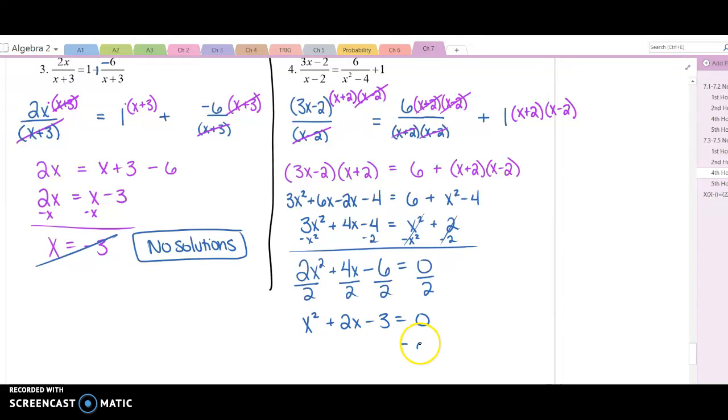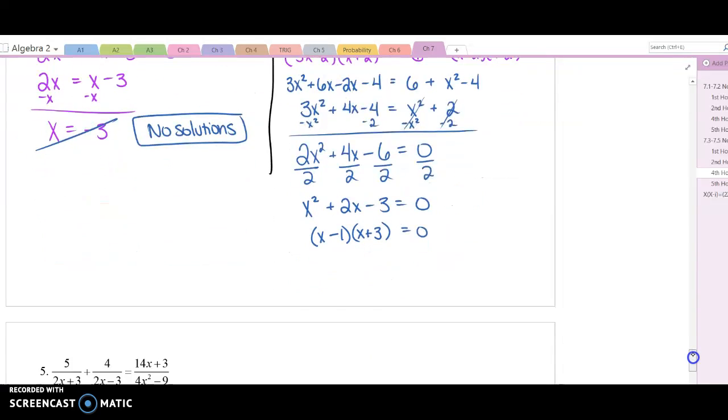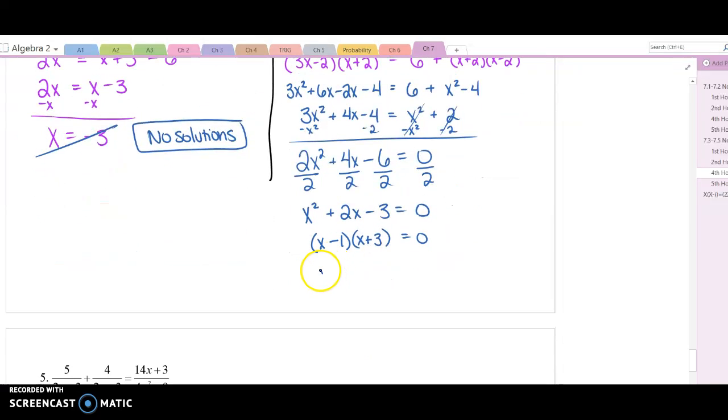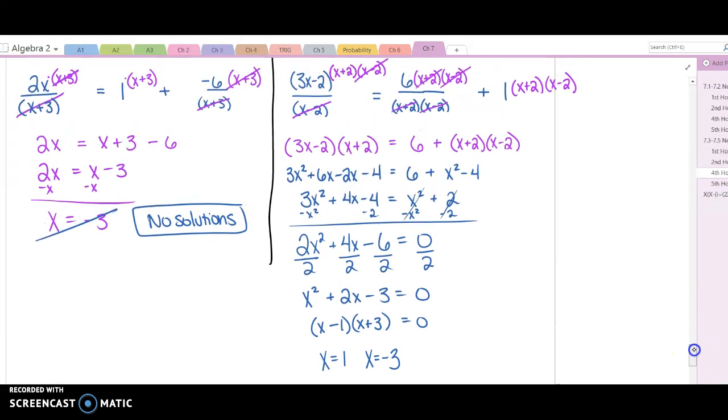That can be easily factored. It would have to be 1 and 3. The 3 needs to be positive to make it be positive 2. The 1 needs to be negative. So our solutions are positive 1 and negative 3.